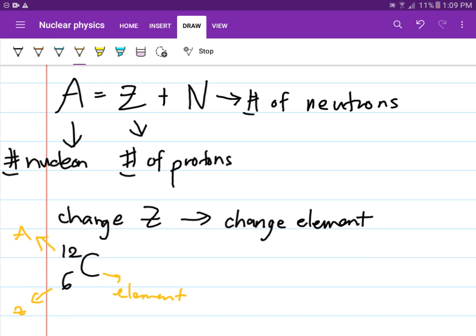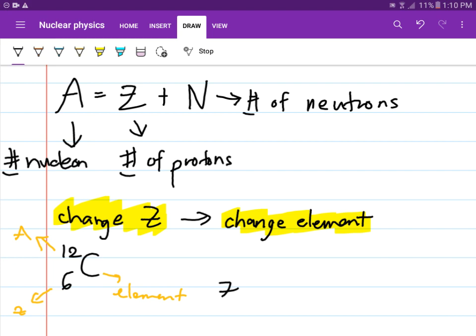So what if we change the number of protons? Changing the number of protons would result in changing the element. If we added another proton to the carbon nucleus, its Z would now be 7, and in order for the atom to be overall neutral, it will attract another electron.